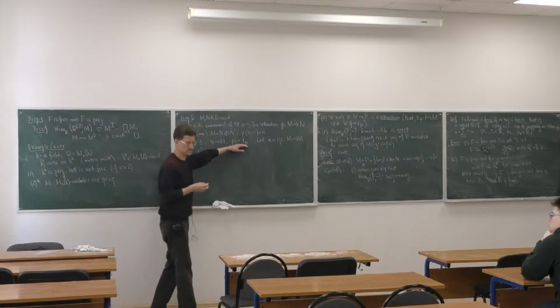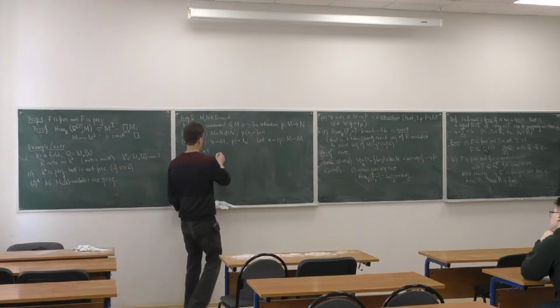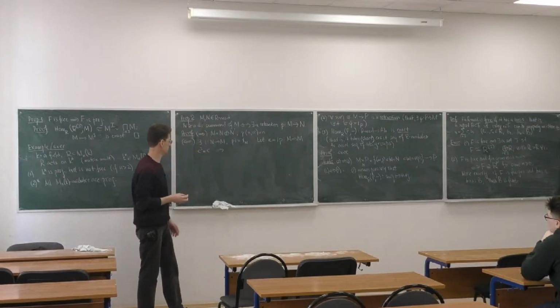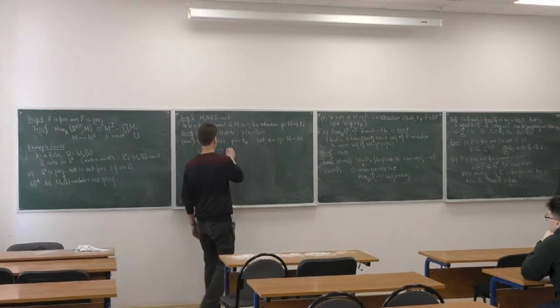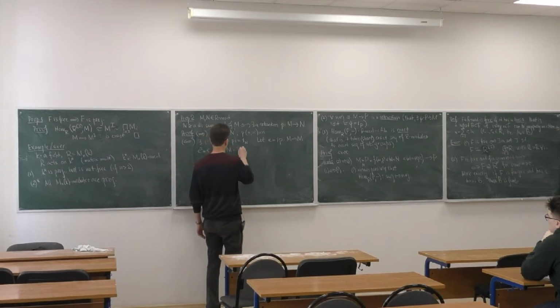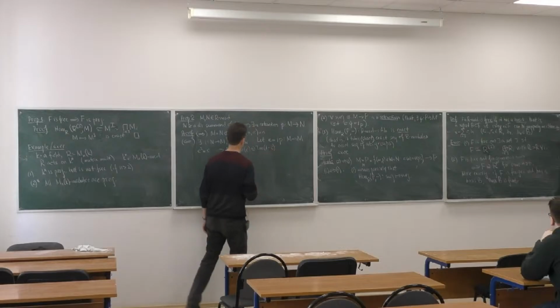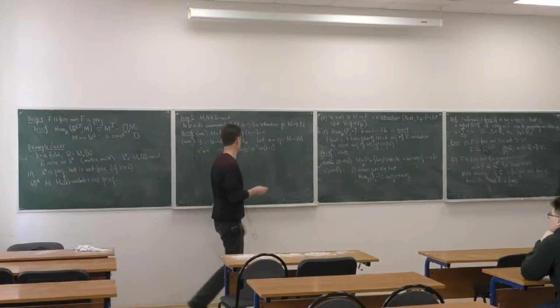And because of this identity, it's a very simple exercise that for every idempotent endomorphism of any module, we have the following direct sum decomposition: M is the image of E plus the image of 1 minus E. This is true for any idempotent endomorphism of any module.